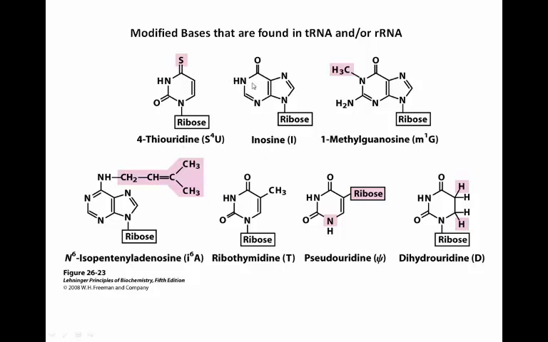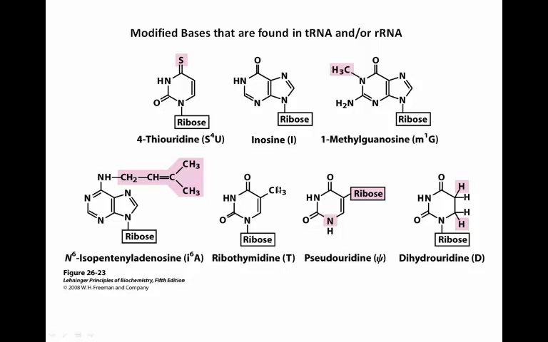Inosine, remember, that was the first product of de novo purine biosynthesis. 1-methylguanosine: this is guanosine, and there is the methyl on nitrogen 1. Here's N6-isopentenyl adenosine, called I6A, for isopentenyl. That looks like an isoprene unit. So N6-isopentenyl adenosine. Ribothymidine.